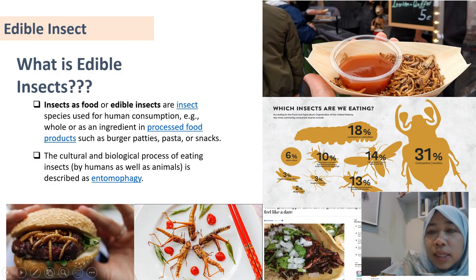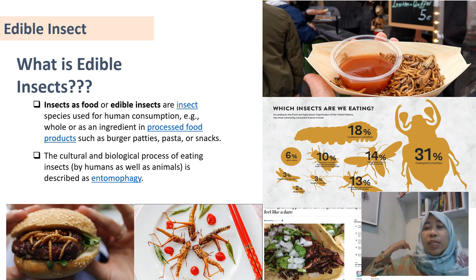Okay, this is the last one, I think, before we finish the class. What is edible insect? Edible insect is insect as food. Insects can be eaten. Some regions in Indonesia consume insects as one of the protein sources. And also you can see the picture.